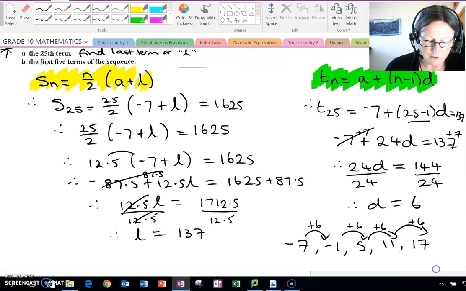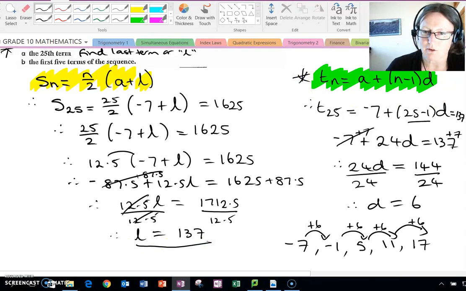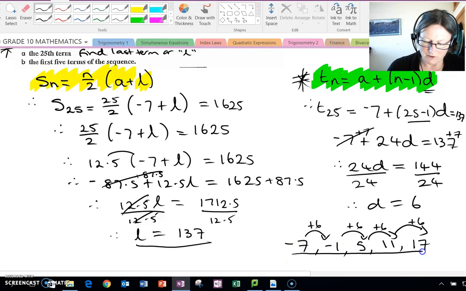So the second part of the question says, what are the first 5 terms? Well, we had to work out over here, having found what the 25th term was. The 25th term was 137. Having found that, we utilised that over here, utilised that to help us find D, and then that gave us enough information to work out the first 5 terms.